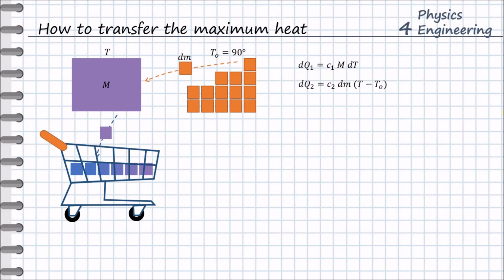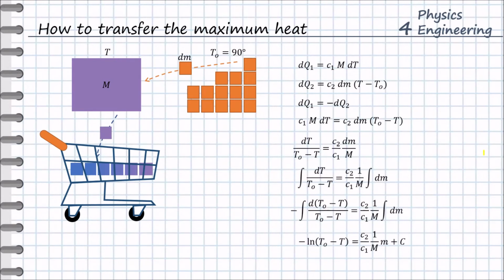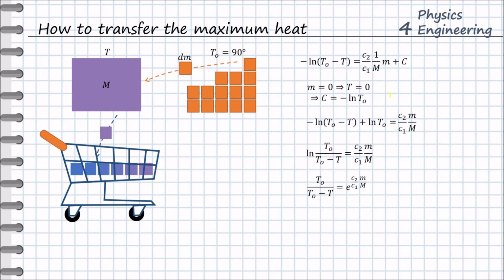Considering that these two amounts of heat are equal with different sign, we have now the equation that we can solve. We will split the variables to the left and to the right side of the equation and take the integral. The integral is simple and we have a constant which we will find from the boundaries. We have the following boundaries, that if the mass of the hot box is 0, then obviously the temperature of the cold box remains 0. Then we take T temperature from these equations and get the final result, so that the final temperature of the cold body has exponential dependency.